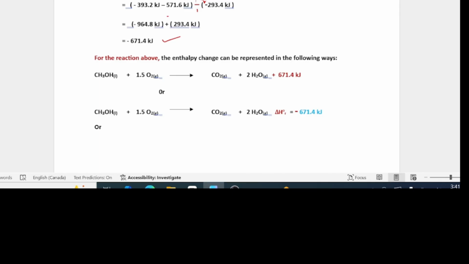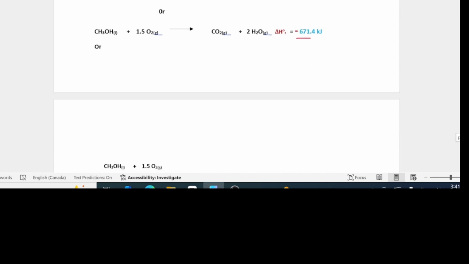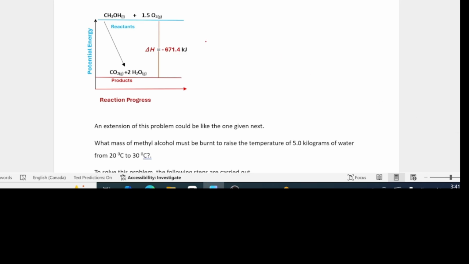For the reaction above, again, the enthalpy change can be represented in a number of ways. Use the thermochemical equation, and you can use the energy produced as a part of the equation as a product. Or you can use the delta H notation here. Since it's an exothermic reaction, there's going to be a negative sign here. Or you can use the enthalpy diagram here, where you have the reactants forming products. These have high potential energy, low kinetic energy molecules, and these have high kinetic energy but low potential energy. And that's the change that's taking place here.